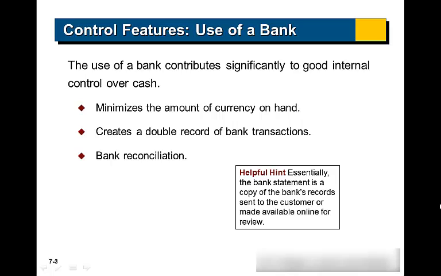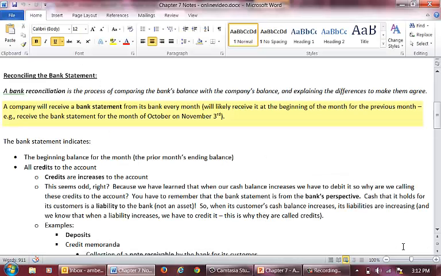The use of a bank helps to improve the internal control over cash. It minimizes the amount of cash on hand, and it provides for a double record of bank transactions, one record kept by the bank and one record kept by the company. Therefore, there will be two balances for cash: the bank balance determined by the bank and the book balance determined by the company. The transactions recorded by the bank will be reflected in what's called a bank statement.